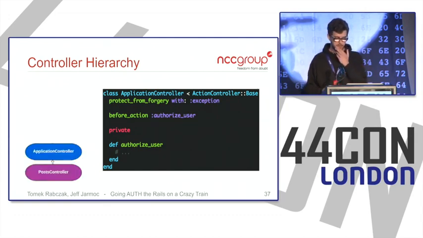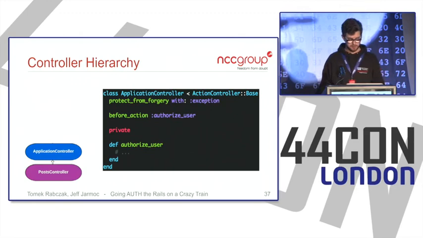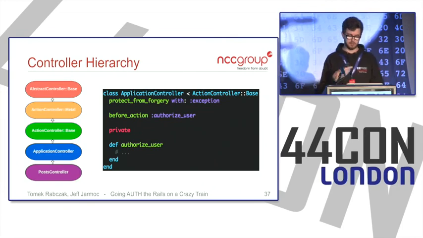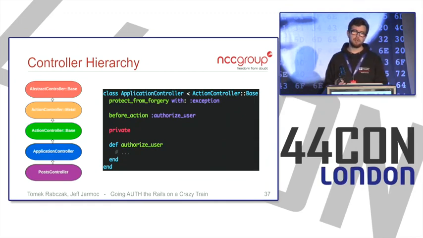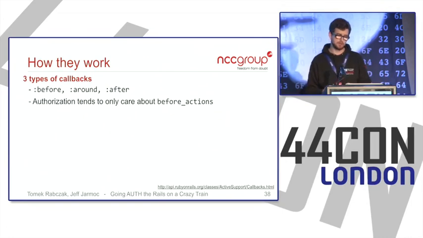So here we have a look at the hierarchy. We have our post controller inheriting from application controller, which itself inherits from base and then metal and so on. And the further you get up that hierarchy, you're obviously losing more and more functionality. We'll talk about that a little bit later. But in terms of the callbacks, we see before action, there's two other ones, and they're called around and after. But due to the way authorization works, you tend to want to check authorization logic before any actual controller logic is run. And so we tend to stick to before actions.